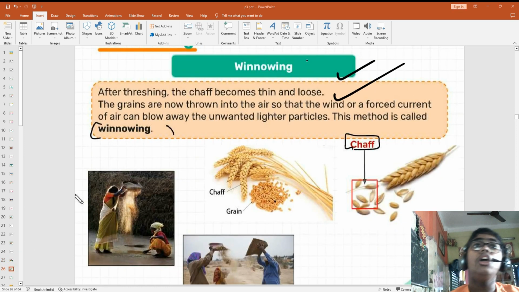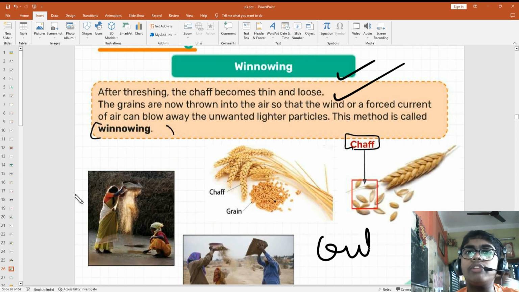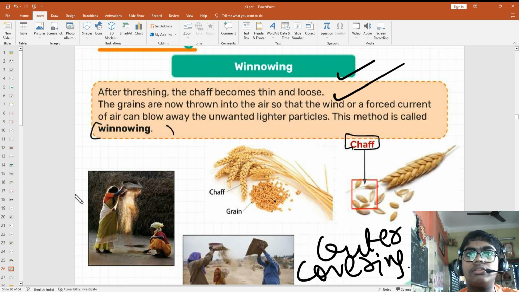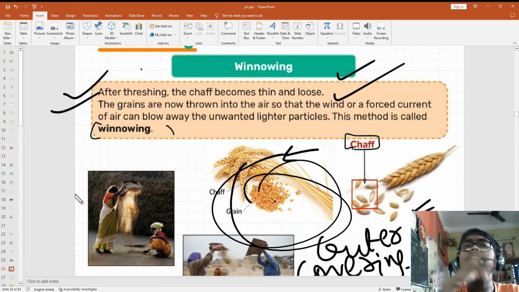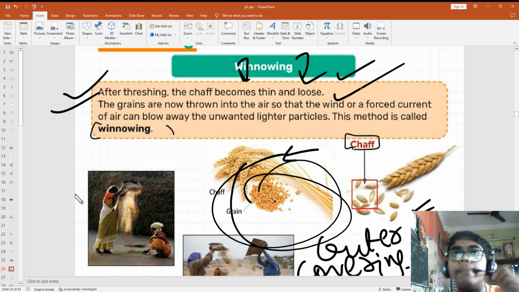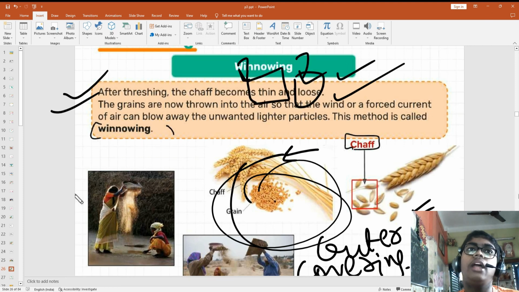Now winnowing. Now you can see this is the chaff. Outer covering, you can give the thing as outer covering. Okay, so this outer covering is called chaff, right? Now the chaff should also be removed from the grains, like these grains we should obtain. So after removing the grains from the stalk, we have to remove the chaff also. Means while beating, the chaff also becomes thin and loose. Remember this. Now the grains are thrown in the air so that the wind or forced current of air can blow away the unwanted lighter particles. This method is called winnowing.